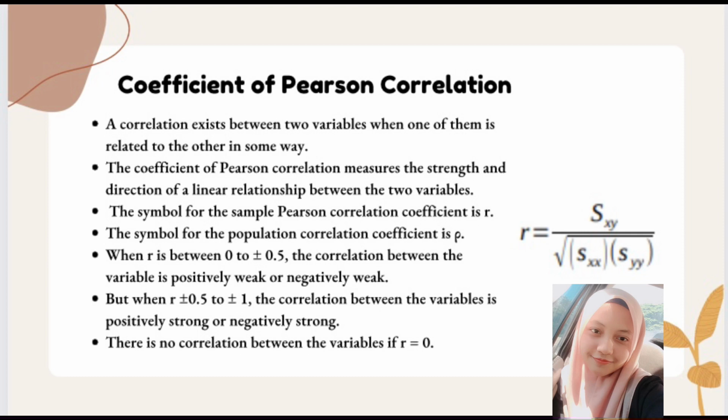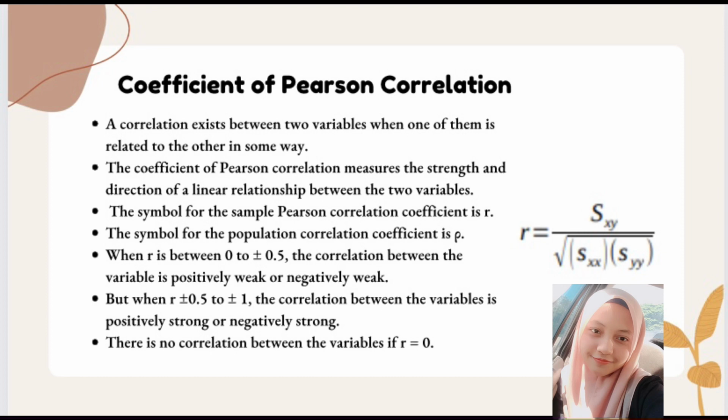As you can see here, the formula of the Pearson correlation coefficient is r equal to Sxy per square root of Sxx times Syy. Next, for the calculation, we will use the values that we got from the previous calculations. As you can see here, Sxx is equal to 21.86, Sxy is equal to 16.02, and Syy is equal to 13.77.